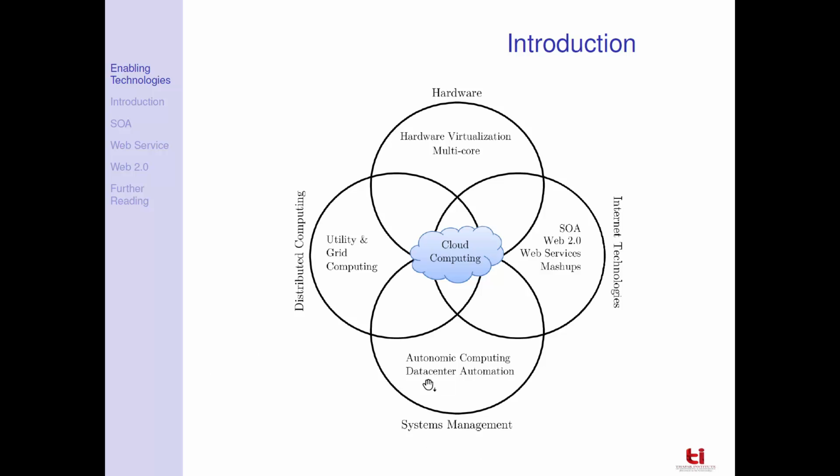So system management has autonomic computing and data center automation. Distributed computing has utility and grid computing. Hardware has hardware virtualization and multi-core processors. Internet technologies have SOA, which stands for Service-Oriented Architecture, Web 2.0, Web Services, and Mashup. Our focus will be today to explore the internet technologies which led to the emergence of cloud computing.